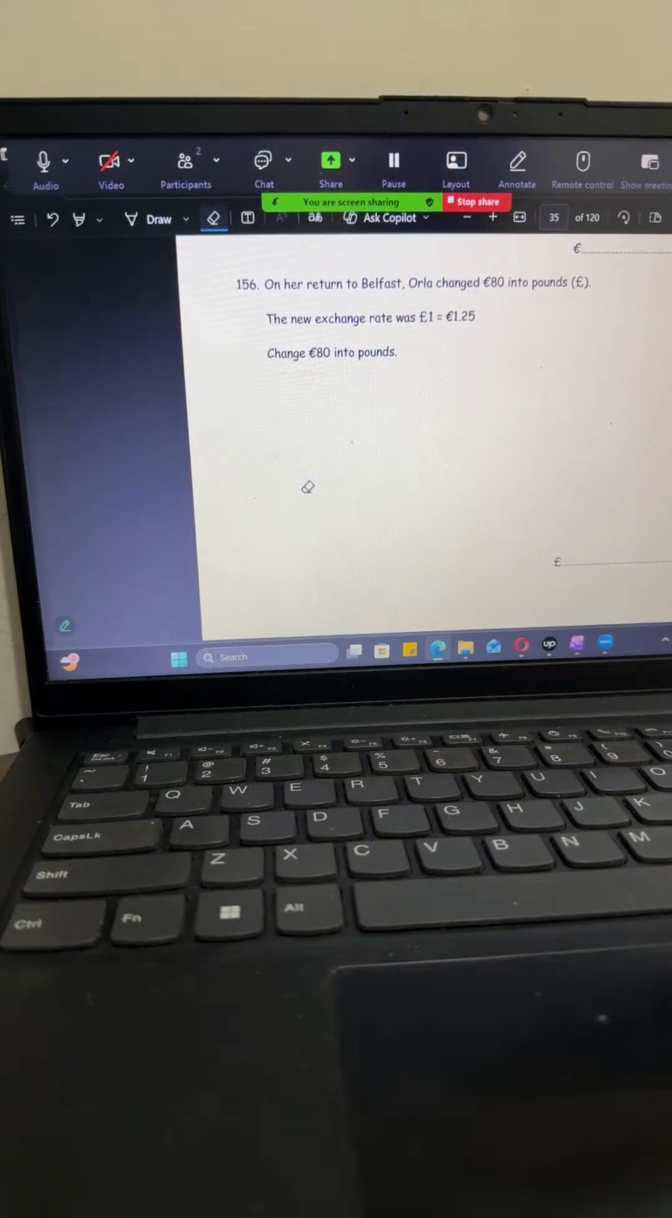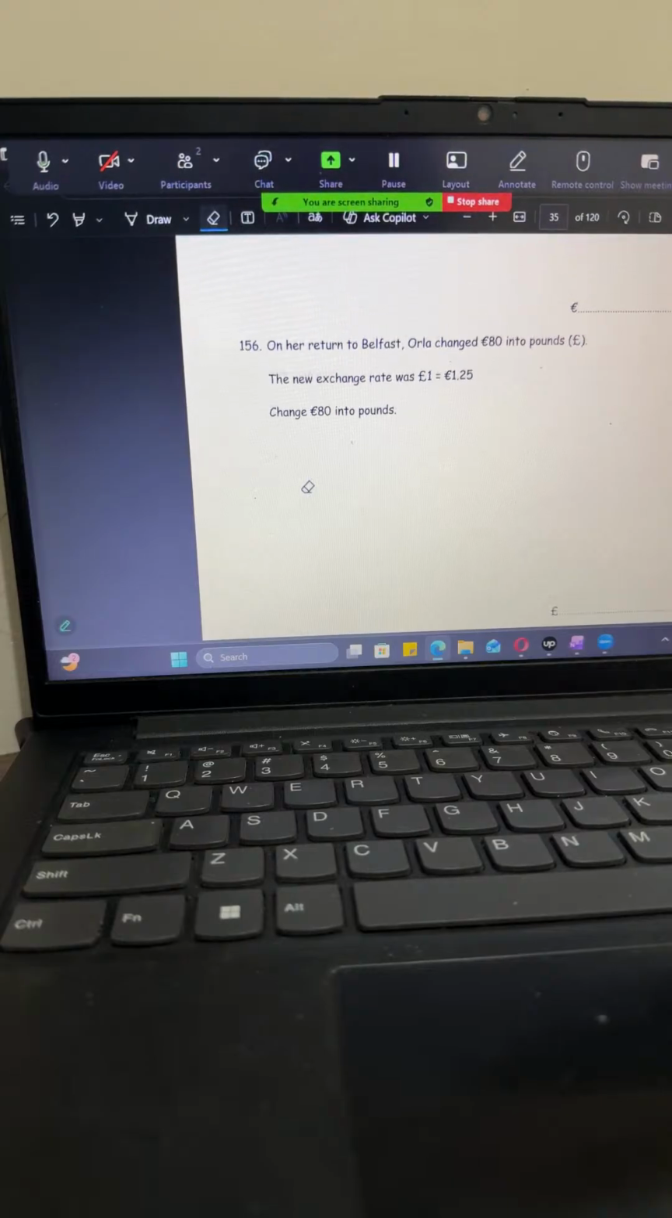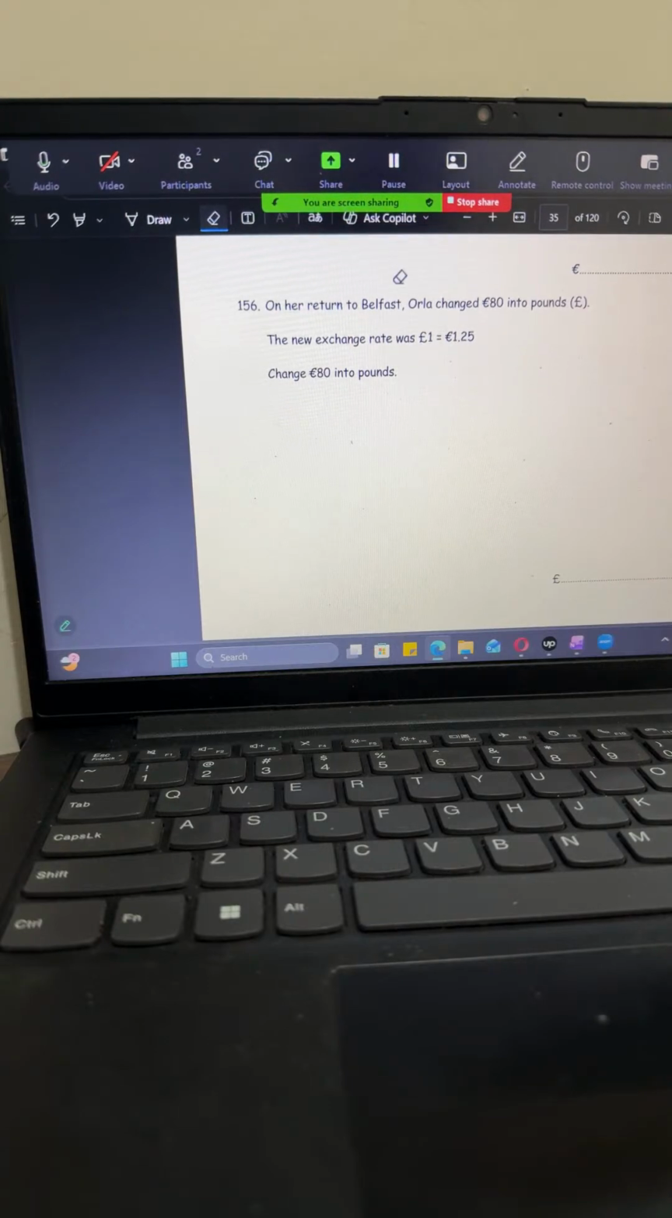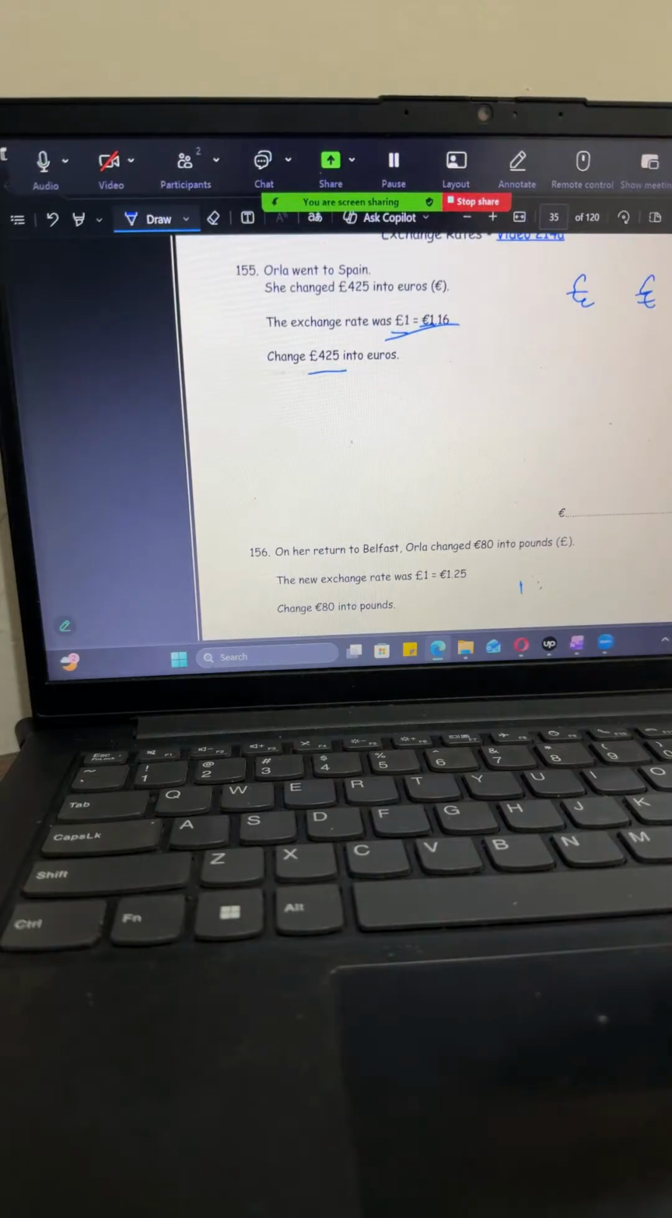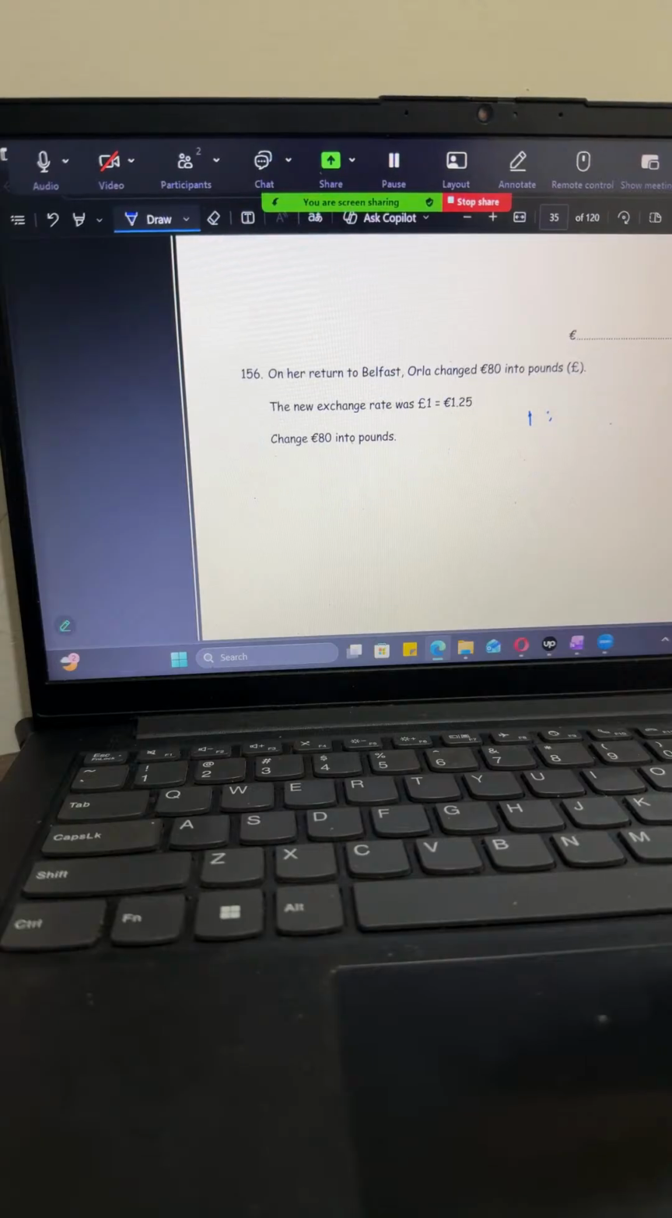So to go from 1.25 to 1, you have to... It's just like the previous one. Now you have to go backward, right? Yeah. So let's use ratios this time. So 1 ratio 1.25, right? And this is pound and this is euro, right? Now we have 80 euro, right? We need to find the number of pounds.